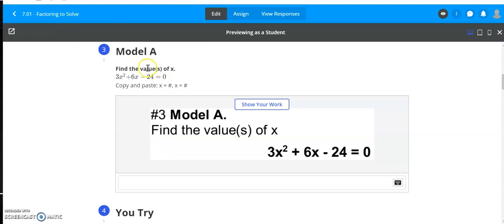7.01, factoring to solve. So model A, find the values of x. So we're just going to factor this out, and we're going to have two different binomials, and those will be our intercepts. So I'm going to write this down on my board. 3x squared plus 6x minus 24 equals 0.